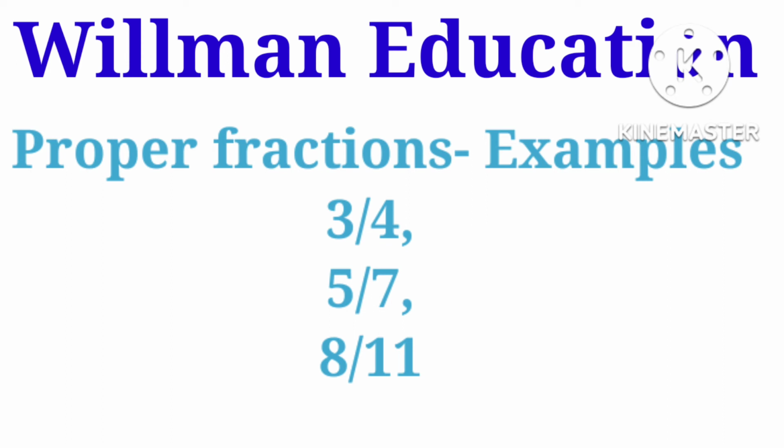Now proper fraction. This is number 3 actually. Proper fraction examples are over here: 3 by 4, 5 by 7 and 8 by 11. Remember that in proper fractions, the numerator is always smaller than the denominator. That means the denominator is greater than the numerator.